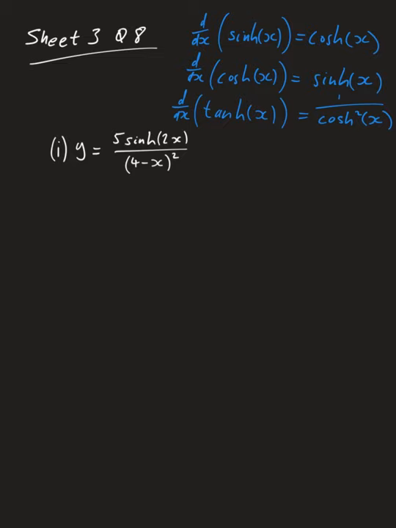So the first one is y equals 5 times sinh of 2x divided by (4 minus x) squared. So we'll differentiate this function. Straight away, this is going to be quotient rule. So I'll say that's equal to u over v. The quotient rule tells us if y equals u over v, then dy/dx is equal to v times du/dx minus u times dv/dx, all over v squared.